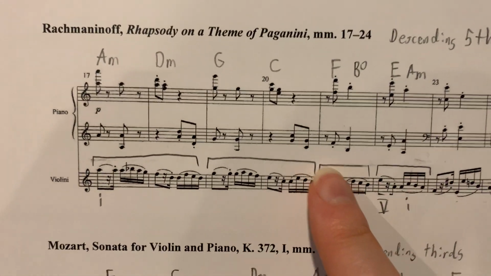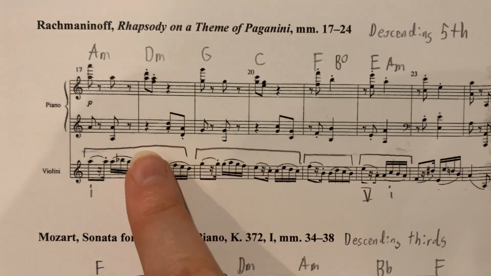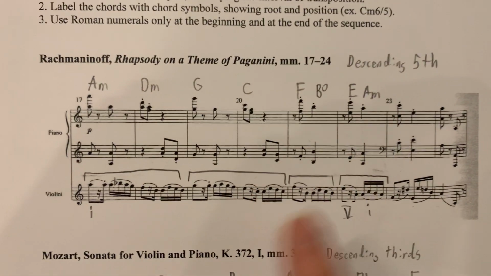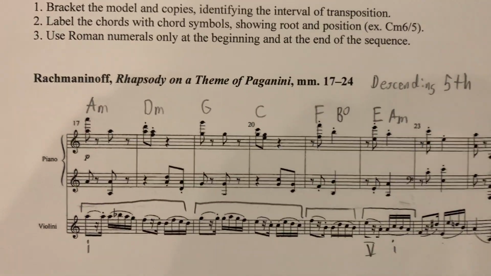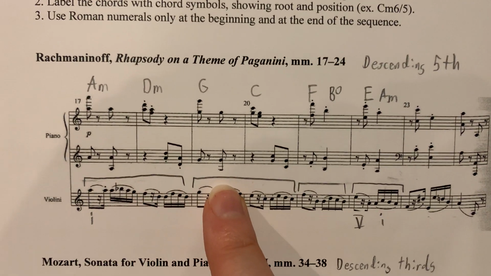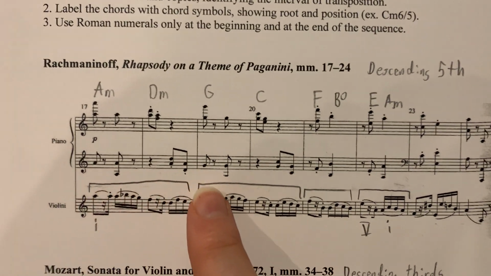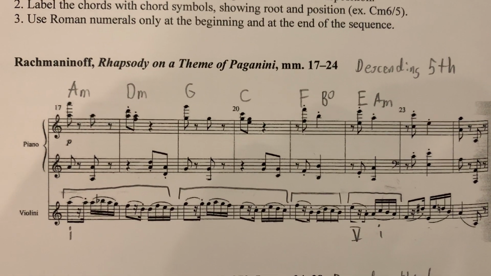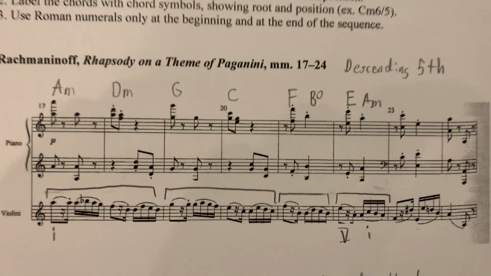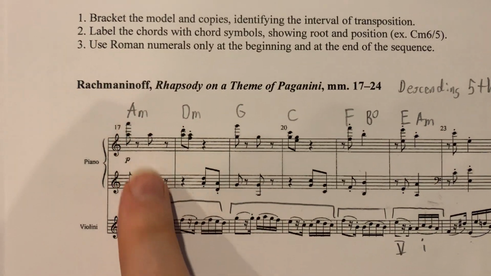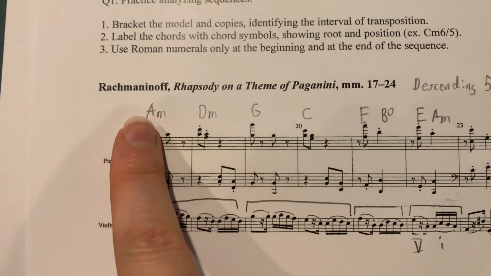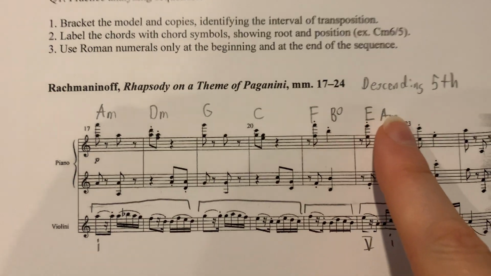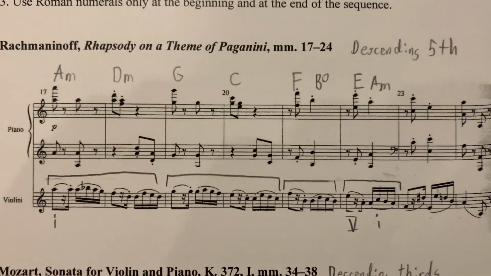Notice how we got a smaller model right there and another copy. So you have a bigger model and a copy, and then we get a smaller model and a copy. The interesting thing about this is we notice that it's moving down by step, right? A, G, F, E. That makes me think immediately that this is going to be some sort of descending fifth sequence. Then when I analyze the chords, I look at the roots, A, D, G, C, F, B, E, A, all down by fifths, right?